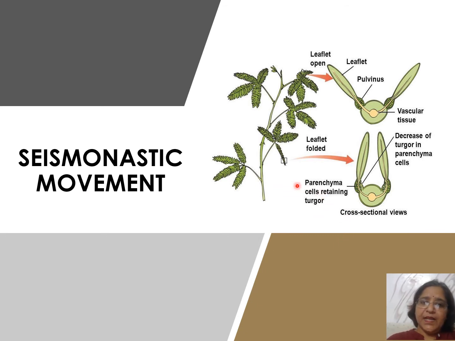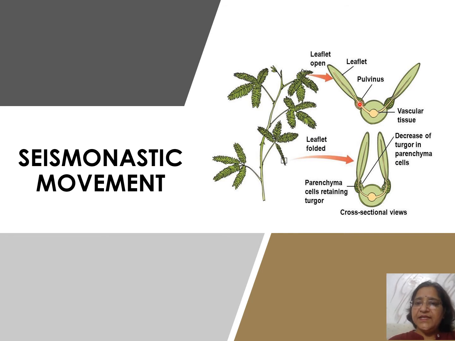This is also the seismonastic movement. The mechanism is shown here. You can see here the leaf of the Mimosa pudica plant. Here there are 4 pinnae, and each pinna has pinnules. This is the compound leaf, this is the petiole, and each one is a leaflet. At the base there is a swollen part. This is known as the pulvinus.